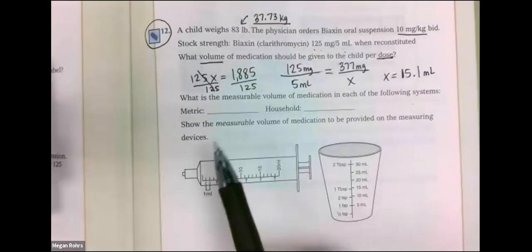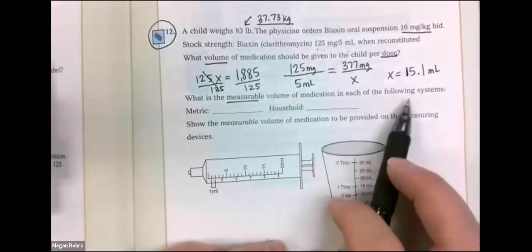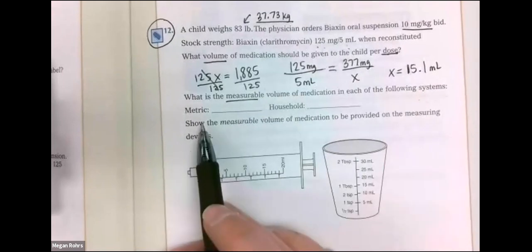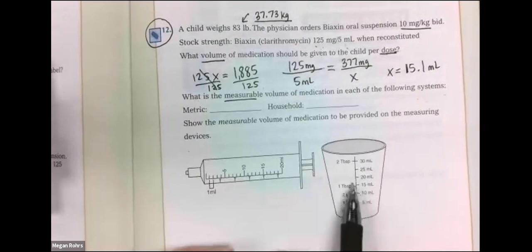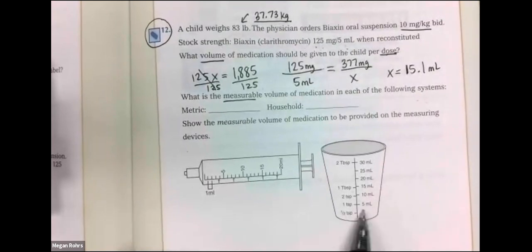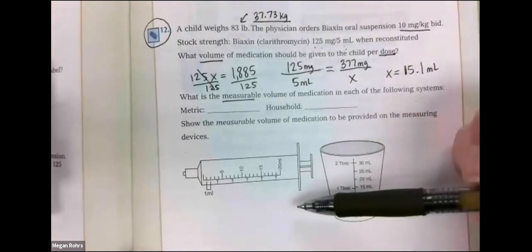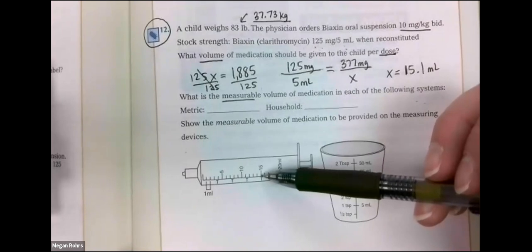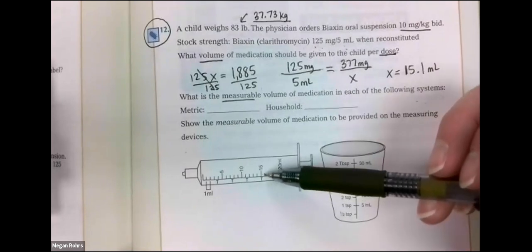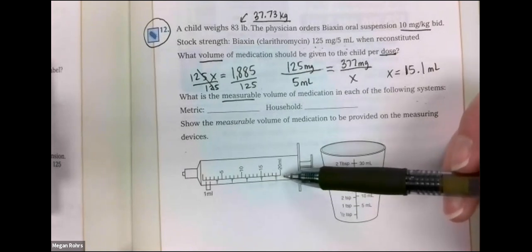Okay, the next question says, what's the measurable volume of medication in each of the following systems? So the metric and the household. Well, they give us two dosage administration devices here. So you can see that on the 20 ml syringe, each hash mark between the 15 and the 20 would be 1 milliliter. So 15, 16, 17, 18, 19, 20.